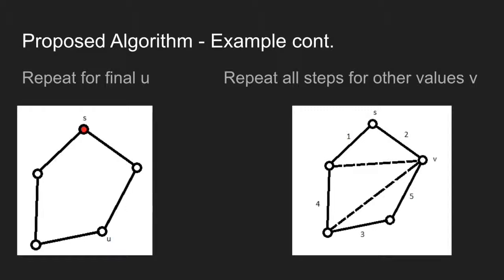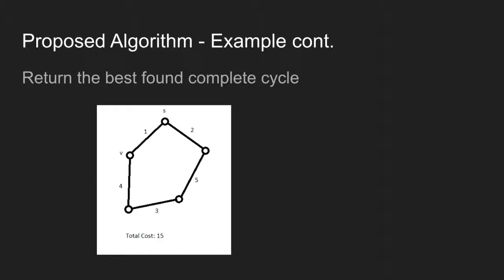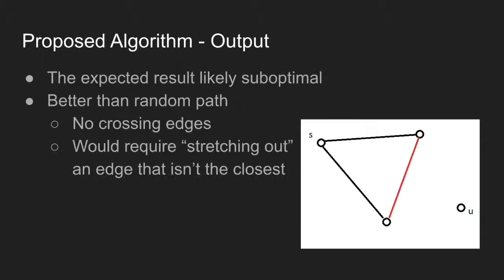And then you repeat this over all other values for V. In the graph on the right, you can see I chose V2 as V, and then you would repeat the process again for V4 and then V5, and then once you've gone through all other values for V, you return the minimum of this graph. Now in all the cases, it found the shortest path. The output of the algorithm, we expect the result to be suboptimal because it's making a lot of assumptions. It's not taking every possible combination into account.